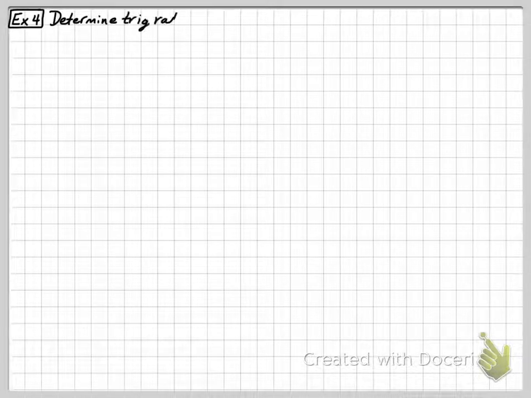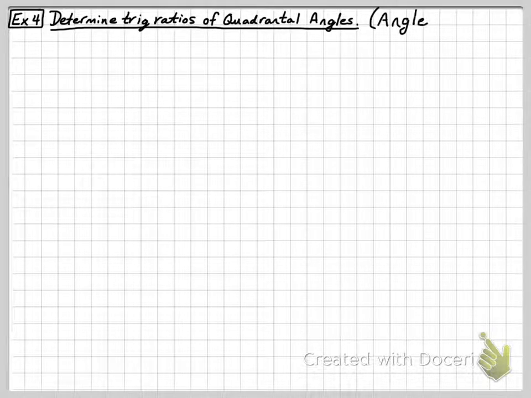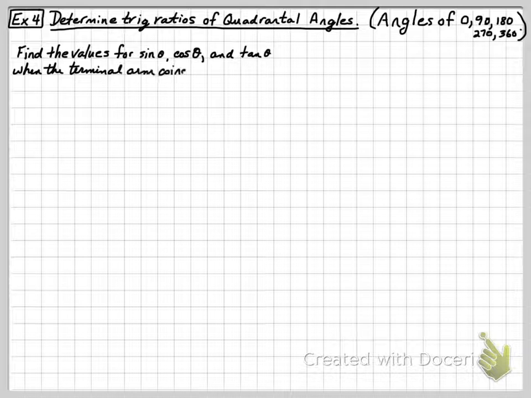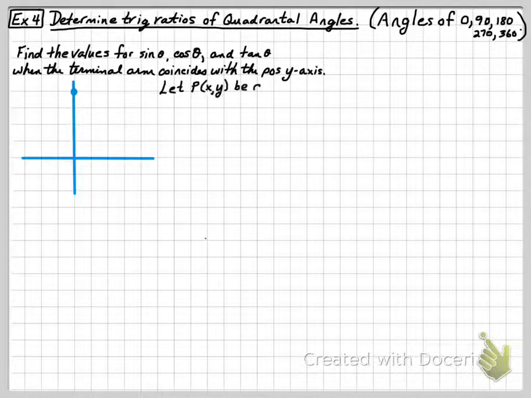On 4, determine the trig ratios of quadrantal angles. These are angles of 0, 90, 180, 270, and 360 degrees. So we want to find the values of sine, cosine, and tangent when the terminal arm coincides with the positive y-axis. Well, let's draw that picture. There we have the point x, y. Except this time, x is going to have a value of 0, and y is going to be the same as r.